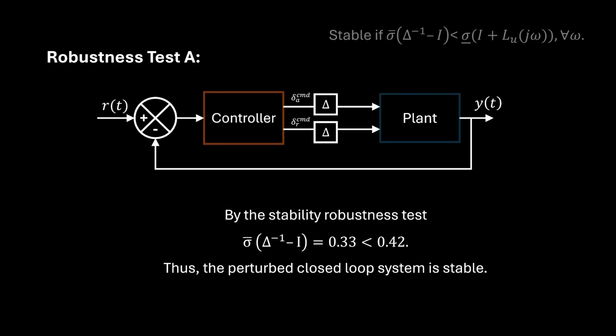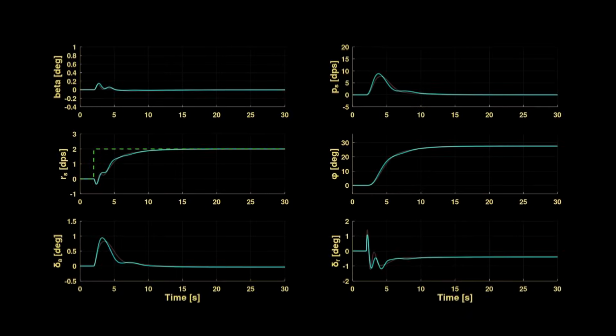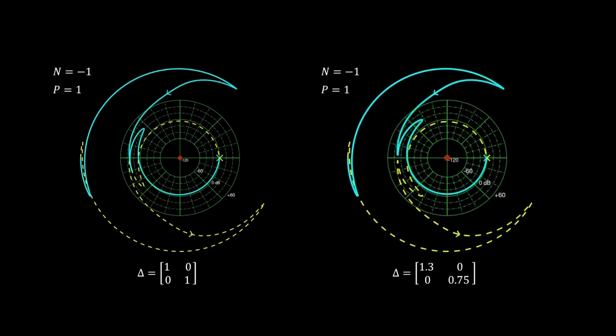Stability is great, but has this changed the performance of the system? After all, we've significantly changed the control effectiveness. Looking at the closed-loop simulation, we observe small, almost negligible change to the closed-loop response. Nyquist encirclements confirm the stability of this system, showing no change to diagram encirclements.